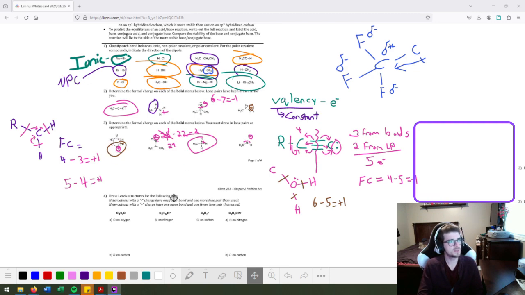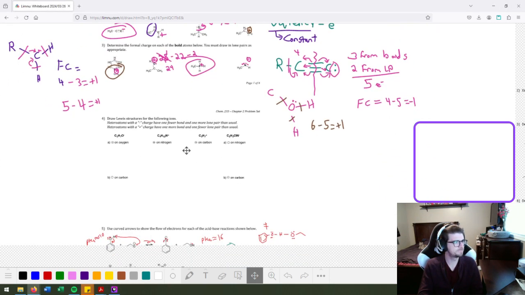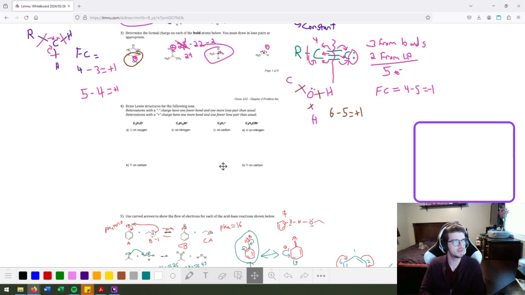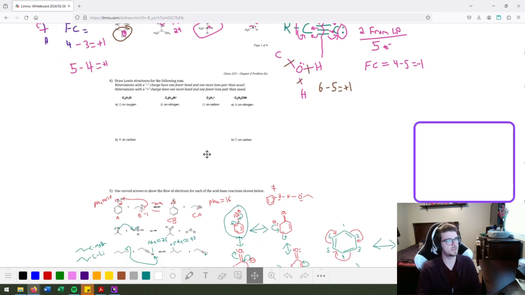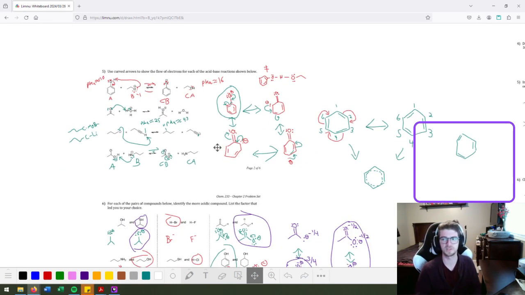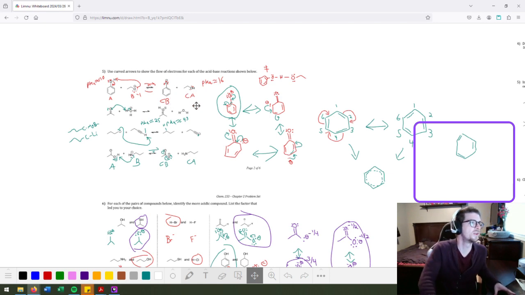And this question was dealing with exactly the same thing, and then drawing Lewis structures for various ions. I didn't do that because it just didn't seem interesting to me at the time. Now, this one was using curved arrows to show the flow of electrons for acid-base reactions. So we did a bit of that.